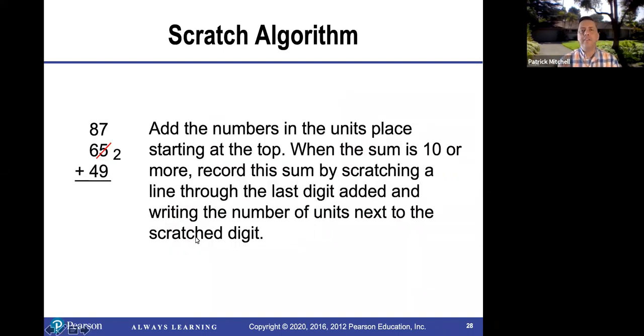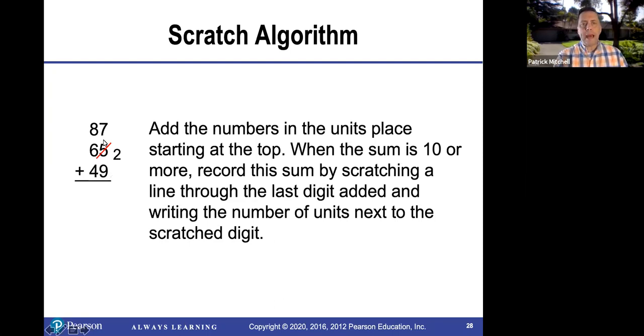All right, in the scratch algorithm, you add the numbers in the units place starting at the top. When the sum is 10 or more, record this sum by scratching a line through the last digit added and writing the number of units next to the scratch digit. So let's look at this problem: 87 plus 65 plus 49.